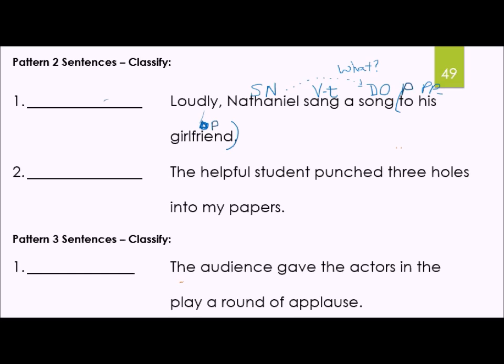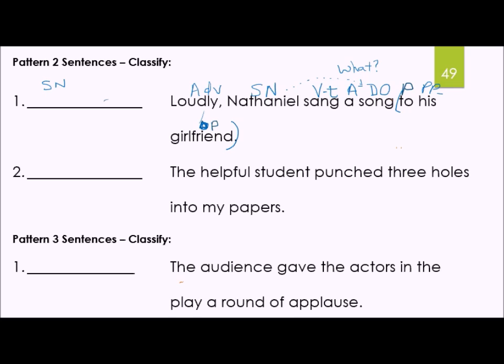So what about this little letter A here? Article, adjective, A. Go to the beginning of the sentence. What does this loudly word mean? It means that he sang the song loudly. How did he sing it? Loudly. So what will we label this? Right, this is an adverb because it's describing the verb. Adverbs describe verbs.